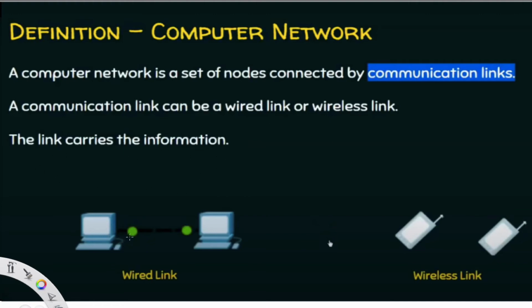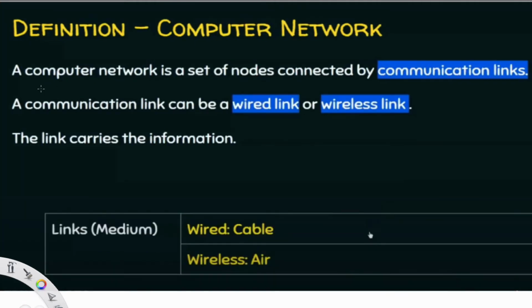Here is an example of a wired link, a computer connected to another computer. A wireless link is a cell phone connected to another cell phone. Now, the wired link and wireless link we looked at in the previous slide. In this one, the link carries the information. For wired, an example is cable. Wireless is Wi-Fi, those kinds of things are wireless, they are carried by the air.